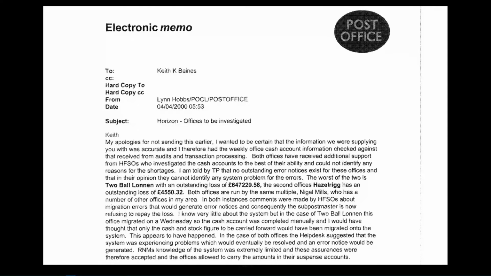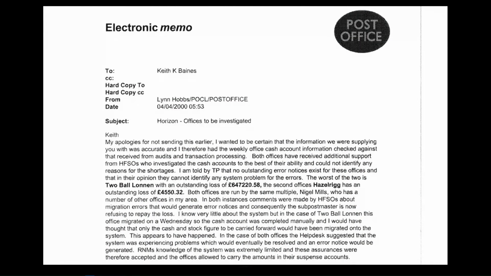I kind of had reflection that at the time there's always a sense of there could well be migration issues, and there could be a number of aspects to it. There could be a branch that when they migrated already had a problem, or there could be something about the way that the system migrates. So I think there was always a sense of that changeover from a manual system to the Horizon system could bring up some issues. If we look at the final couple of sentences in that paragraph, it says, in the case of both offices, the help desk suggested that the system was experiencing problems, which would eventually be resolved and an error notice would be generated.